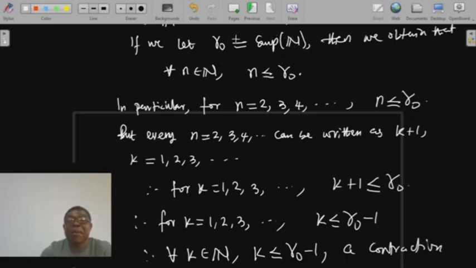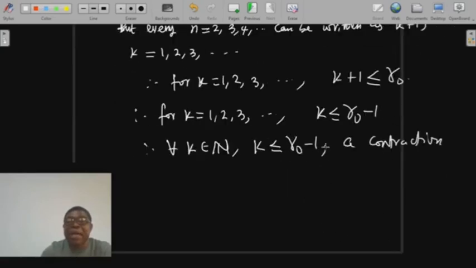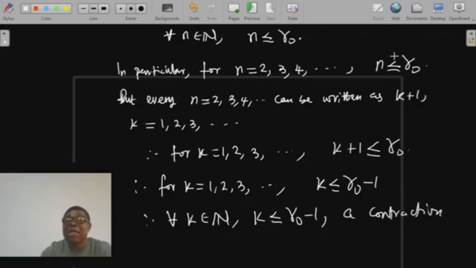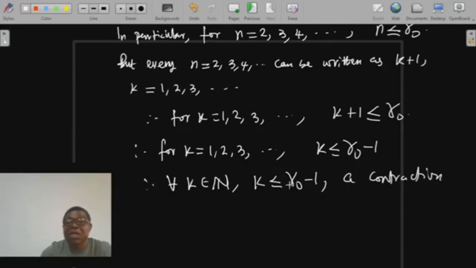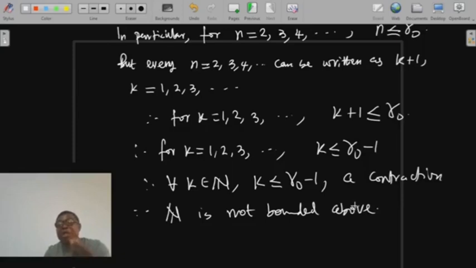Since gamma naught is the supremum, it means that gamma naught is the least upper bound. And now we are getting another upper bound for the natural numbers, which is gamma naught minus 1. And this gamma naught minus 1 is less than what we call the supremum. Thus, this leads to a contradiction. What this means, therefore, is that N, the set of natural numbers, is not bounded above. Because it is an assumption that N is bounded above that we know the supremum exists.